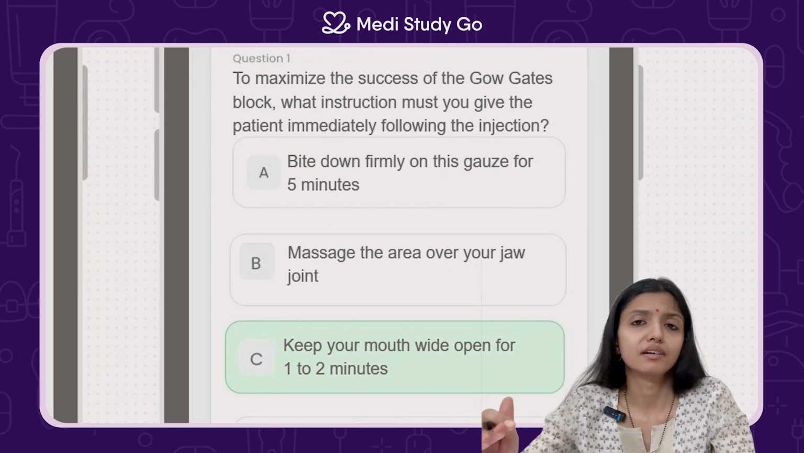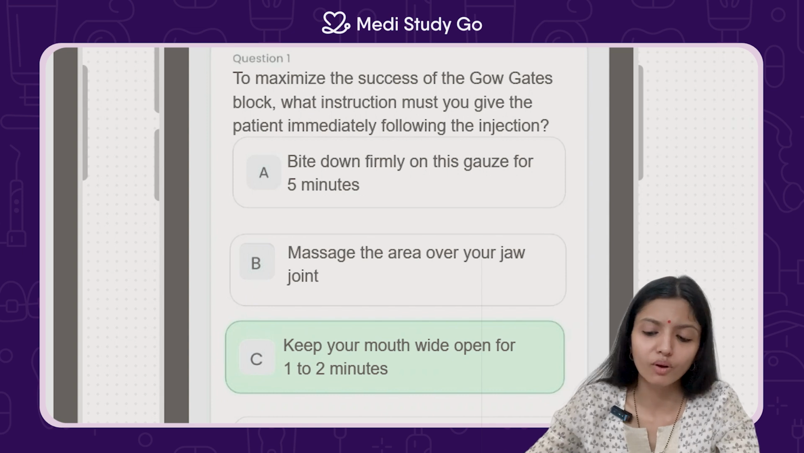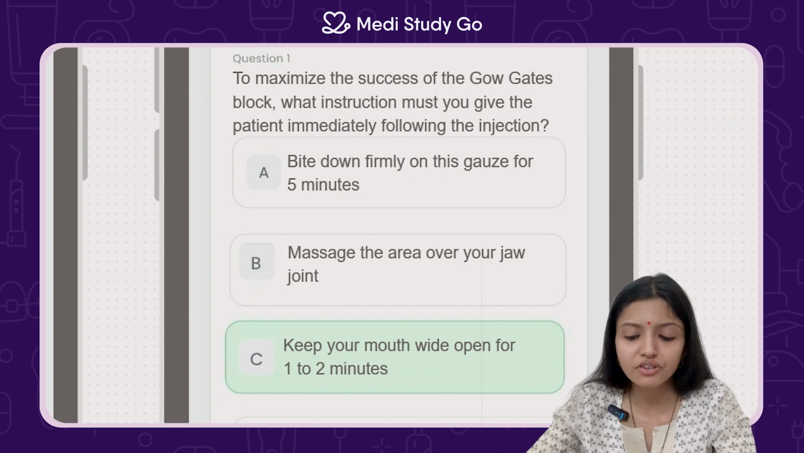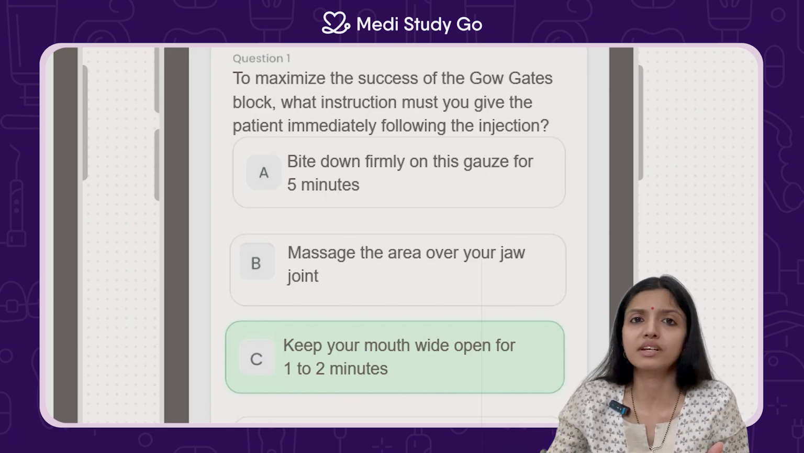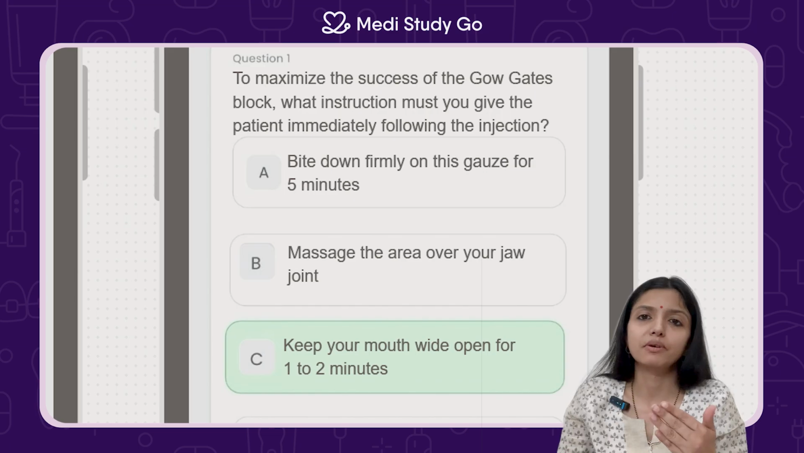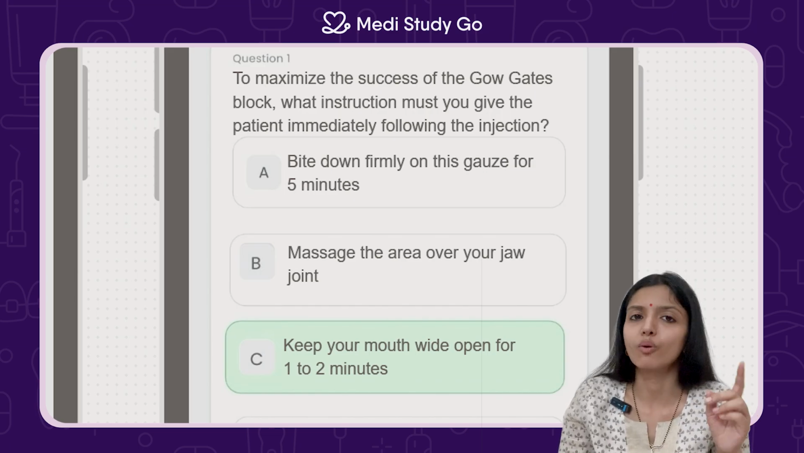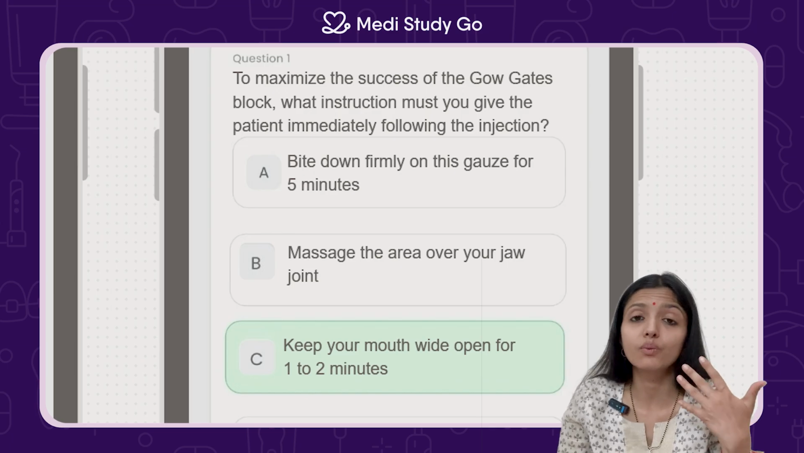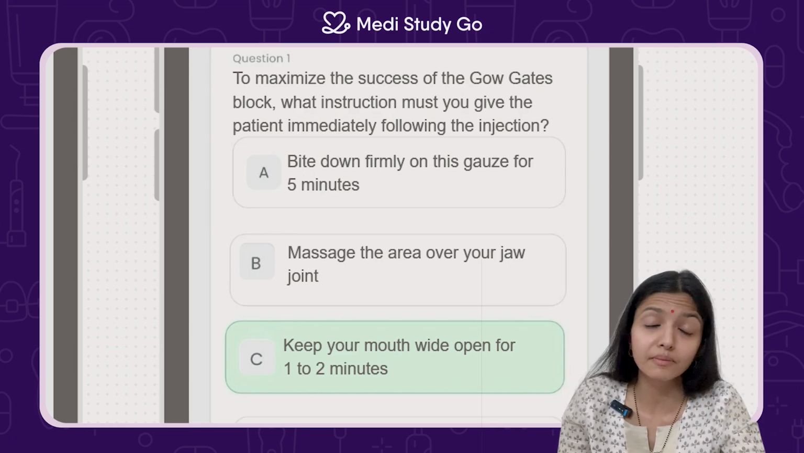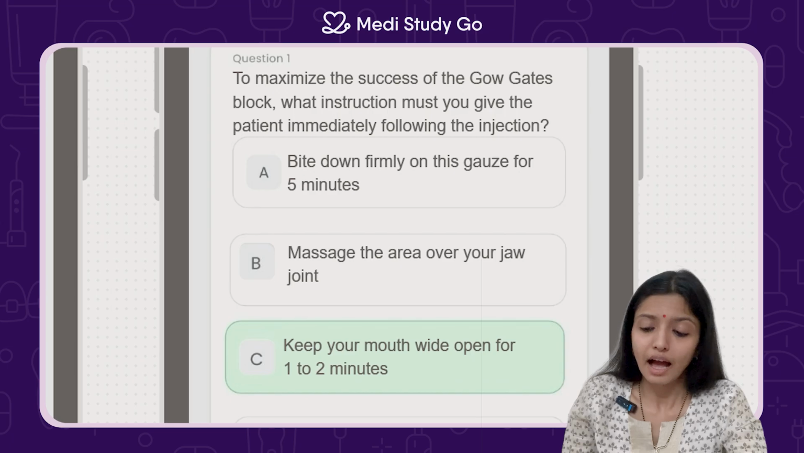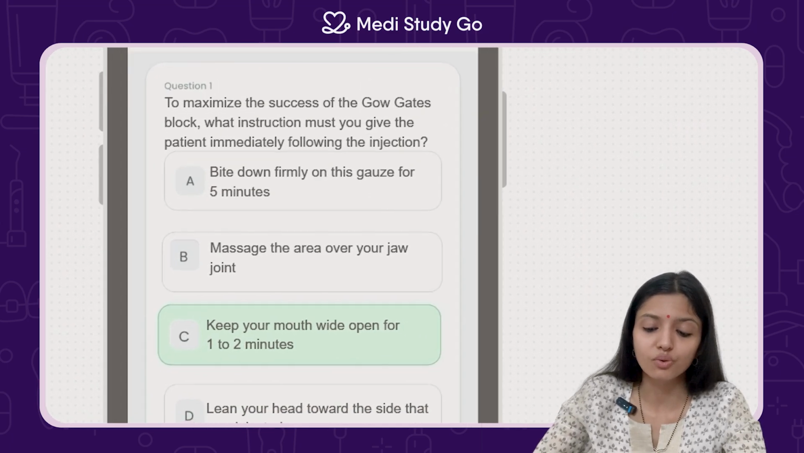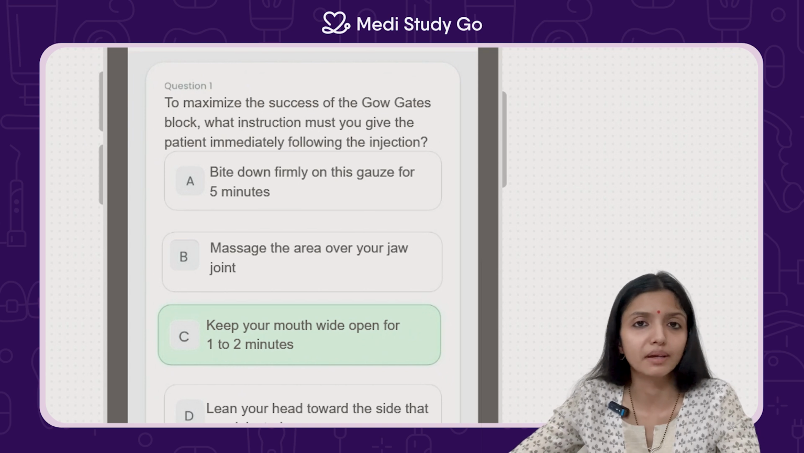So to have an effective Gow-Gates nerve block, I have been repeatedly telling you that you need to ask your patient to keep the mouth wide open for 1 to 2 minutes. So even post-injection, you have to ask the patient to keep the mouth open for 1 to 2 minutes so that the injection diffuses faster and you know that you actually contacted the correct area and you have not given it elsewhere. So just ask the patient to keep the mouth wide open for 1 to 2 minutes.